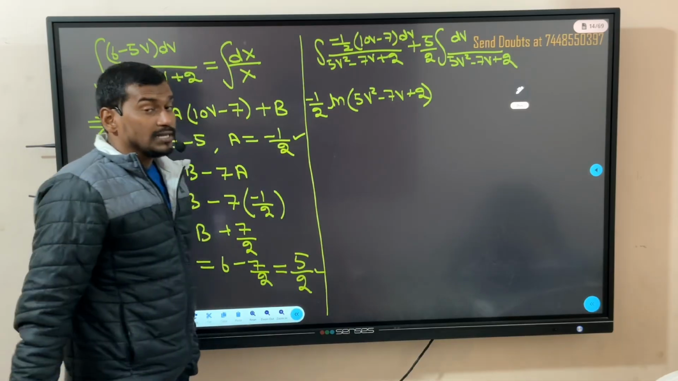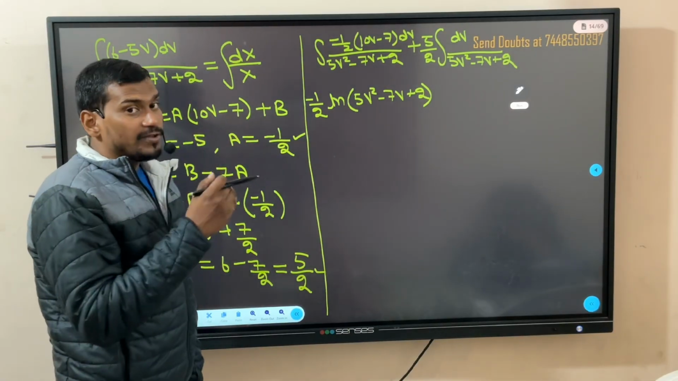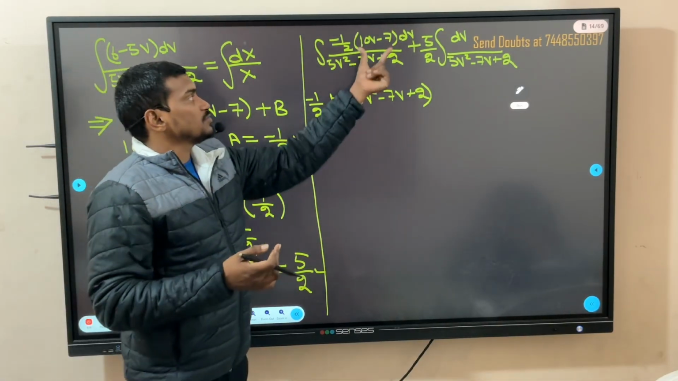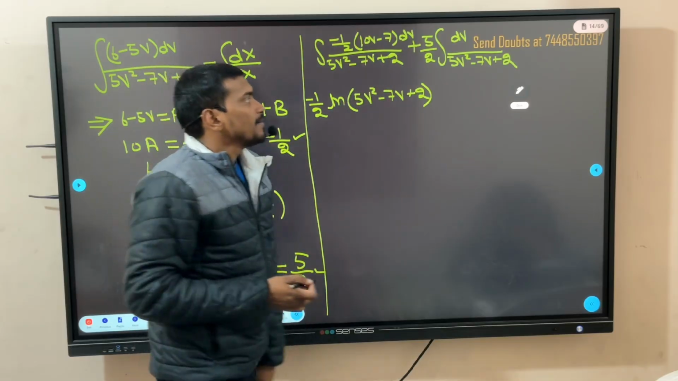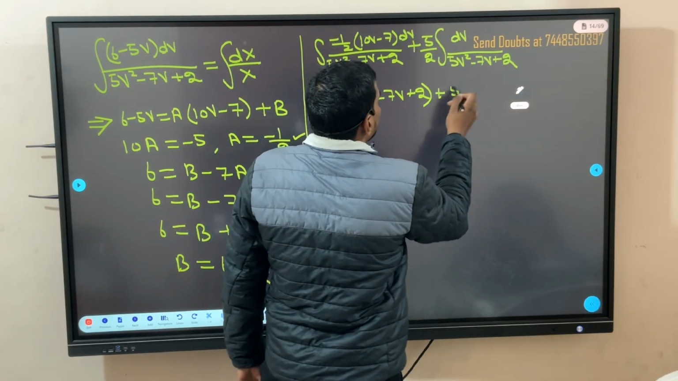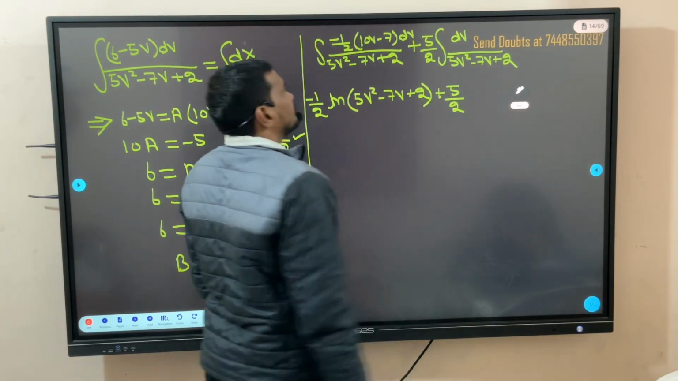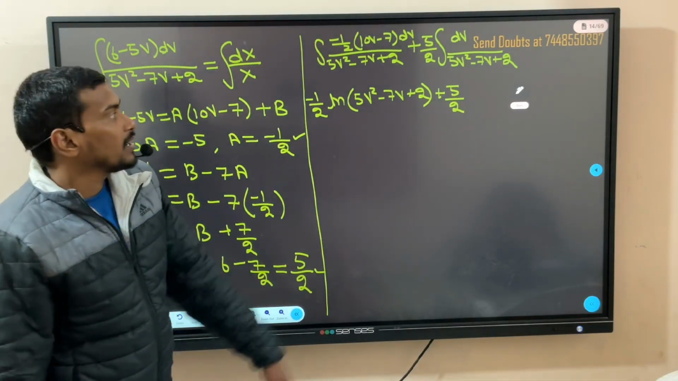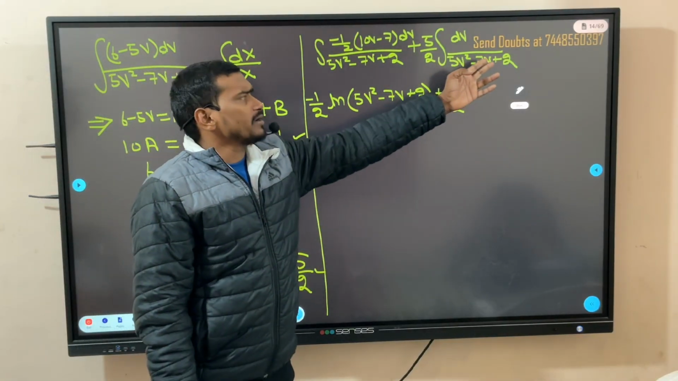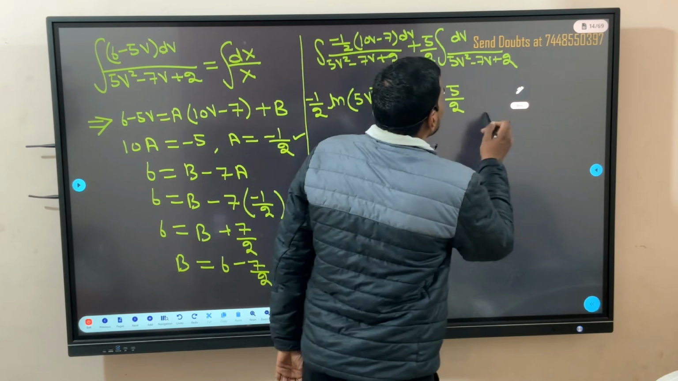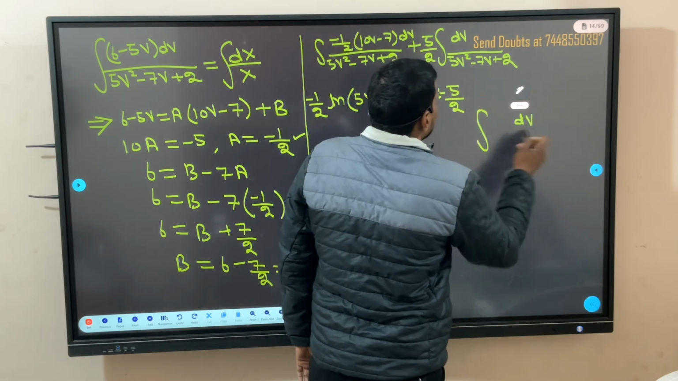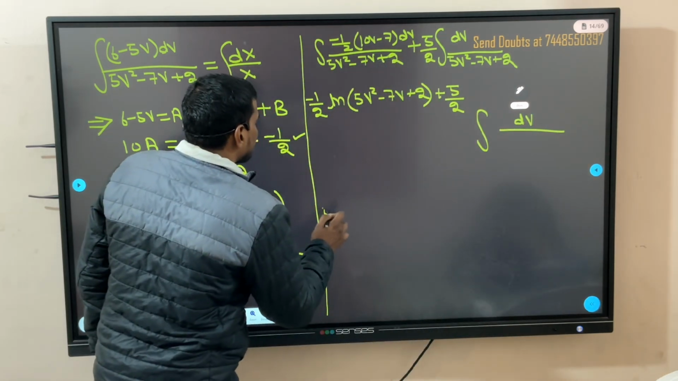dx by x is ln x. So dv by v will be ln v. So this one is differentiation, so ln of this, plus 5 by 2. How to integrate this? You know very well. How to integrate? Completing the perfect square, or it will be done by factorization also. So factorization, if you do, what you are going to get?